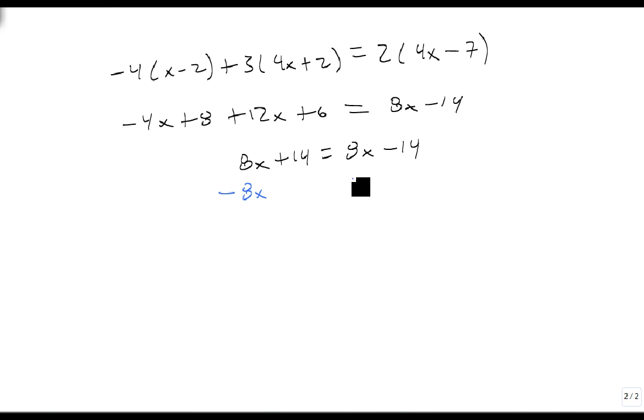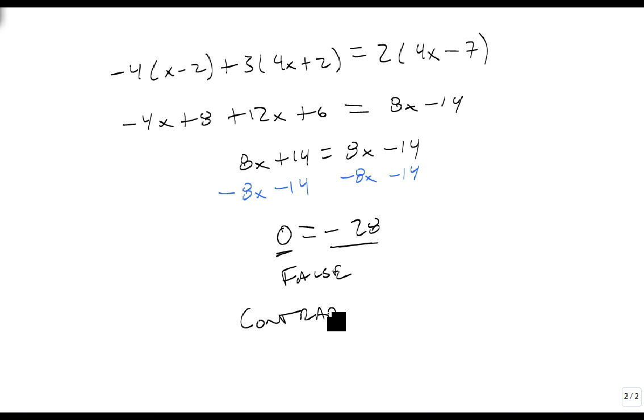And notice when I subtract the 8x this time, and I'll subtract the 14 this time, I get 0 on the left, 8x minus 8x, 14 minus 14. And on the right, I get 0 minus 28. Since 0 never equals negative 28, this is false. Since my x has vanished, this means that this is a contradiction. And this equation has no solution.